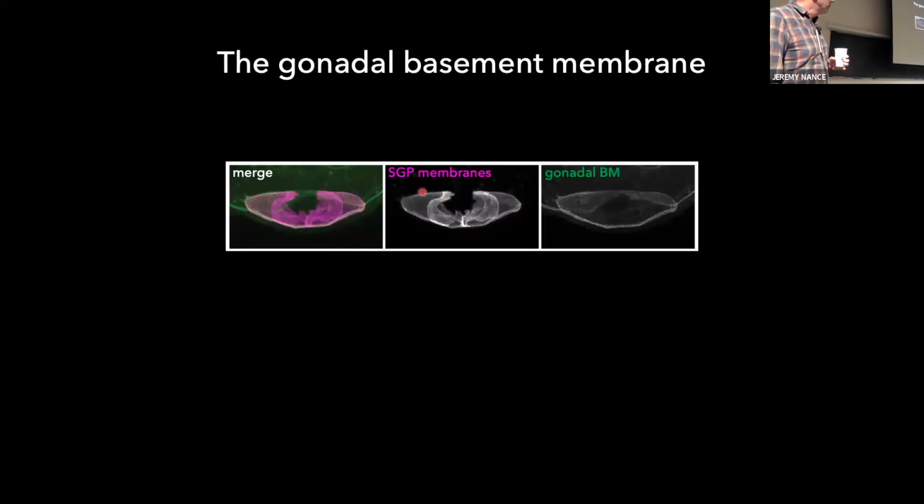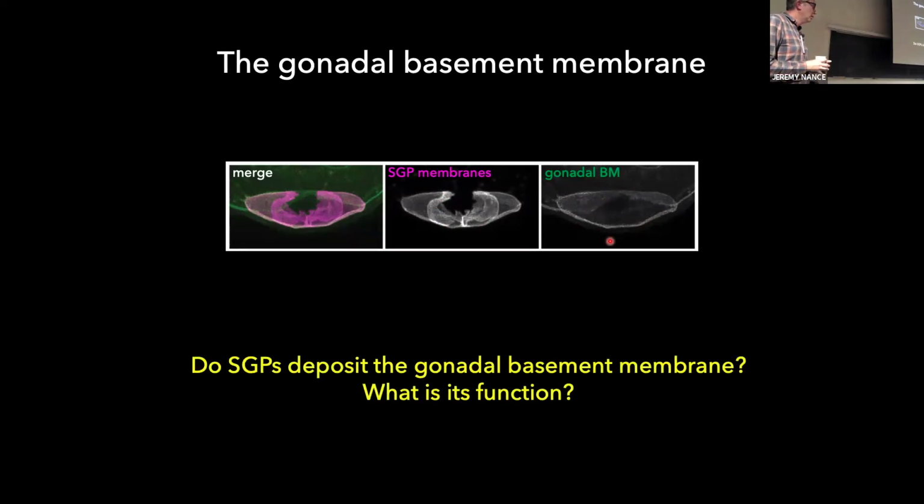So you're looking at the membranes of the SGPs. So the two primordial germ cells would be in these pockets here. And this is the gonadal basement membrane. It's like a little cocoon that surrounds this organ. Okay, so the first question, given the timing of its appearance, was whether the SGPs had a role in making this basement membrane. And then the second question Dan asked is, what is its function?